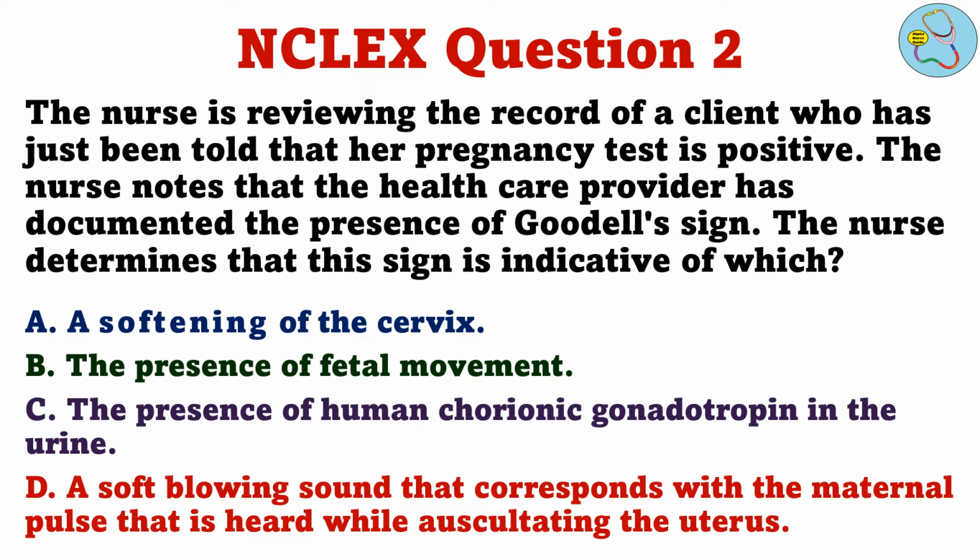Question 2. The nurse is reviewing the record of a client who has just been told that her pregnancy test is positive. The nurse notes that the healthcare provider has documented the presence of Goodell's sign. The nurse determines that this sign is indicative of which? A. A softening of the cervix. B. The presence of fetal movement. C. The presence of human chorionic gonadotropin in the urine. D. A soft blowing sound that corresponds with the maternal pulse that is heard while auscultating the uterus.